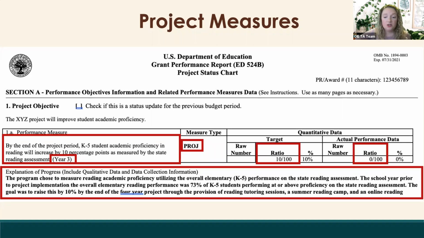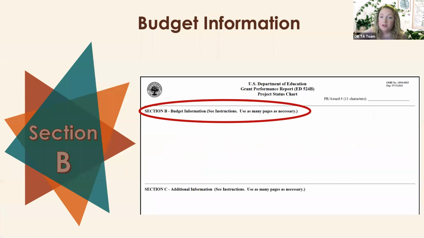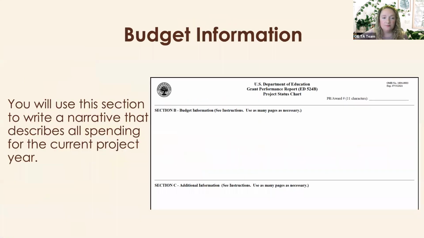So the next section of the reporting is section B. B for budget. So everybody's favorite thing to talk about, your budget information. So this will be the next form in your reporting. And you'll see in this section that you're going to be writing a narrative that describes all the spending for the current project year. So remember, your reporting period for this is through March 1st. So you're going to be reporting that spending through March 1st.